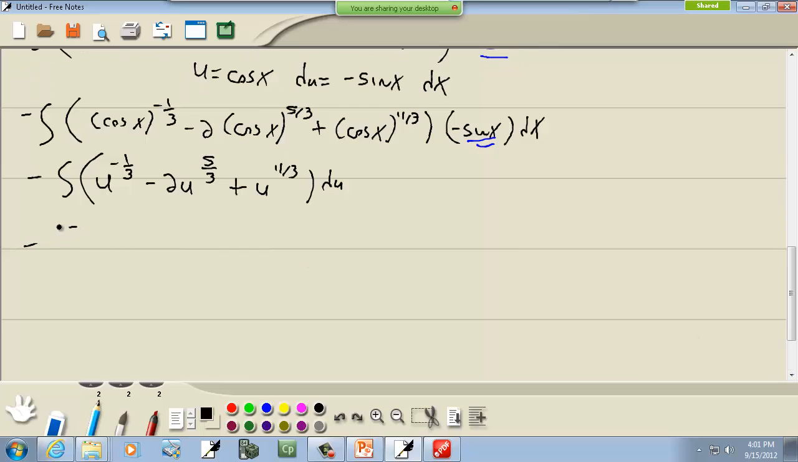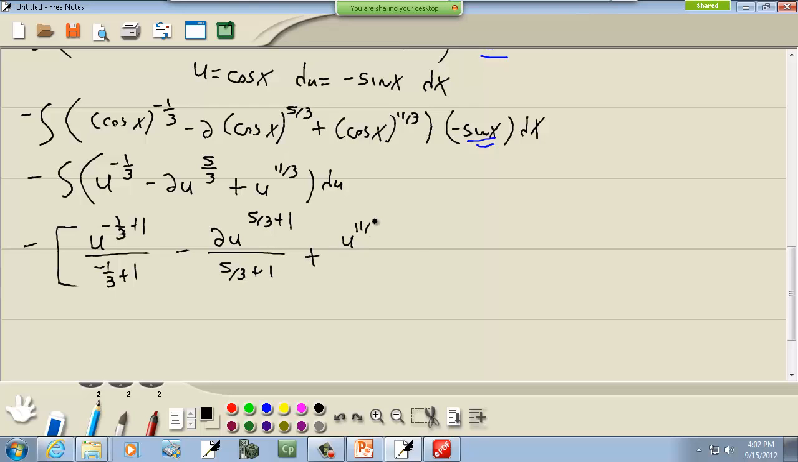So we'll add 1 to our power. So I got negative 1/3 plus 1 over negative 1/3 plus 1. Over here we'll add 1 to our power. So we got 5/3 plus 1. Divide by our new power. On this one we'll add 1 to our power. So we got 11/3 plus 1. And then divide by our new power. And plus c. Negative 1/3 plus 3 gives us 2/3.